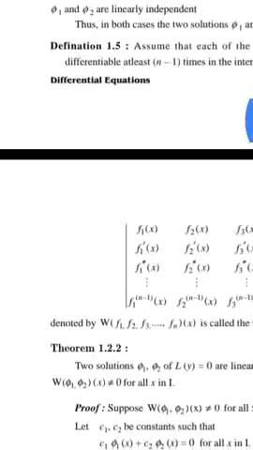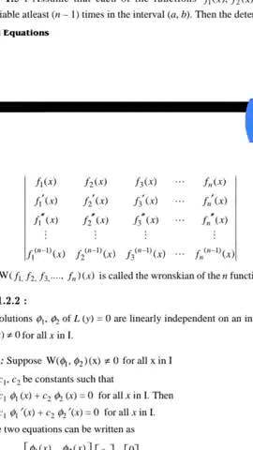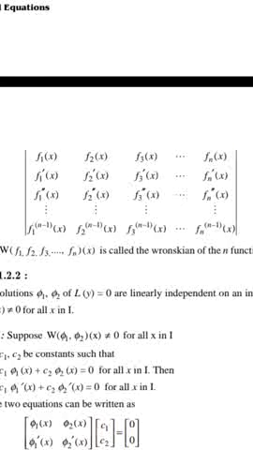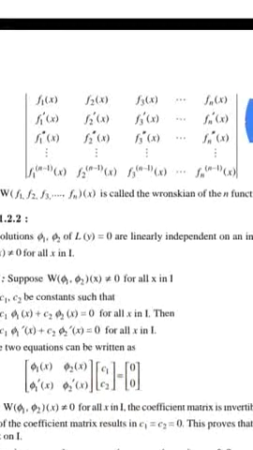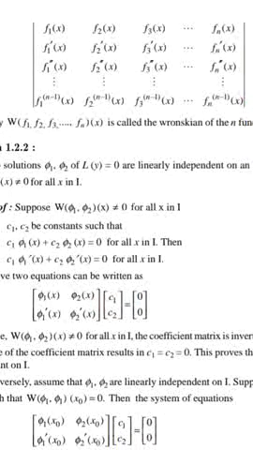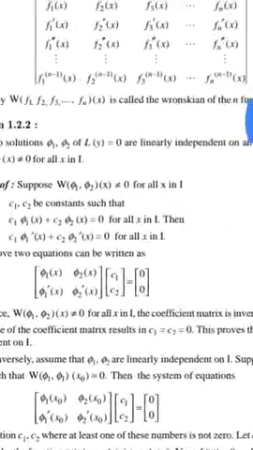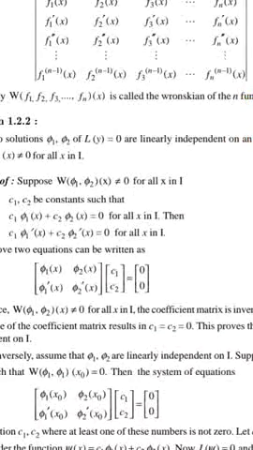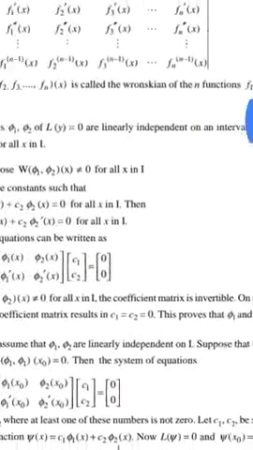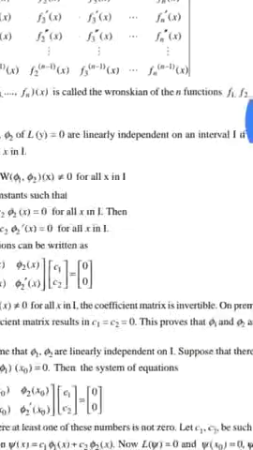Then the determinant with rows f1(x), f2(x), f3(x), ..., fn(x); f1'(x), f2'(x), f3'(x), ..., fn'(x); f1''(x), f2''(x), ..., fn''(x); up to f1^(n-1)(x), f2^(n-1)(x), ..., fn^(n-1)(x), denoted by W(f1, f2, ..., fn)(x), is called the Wronskian of the n functions f1, f2, ..., fn.